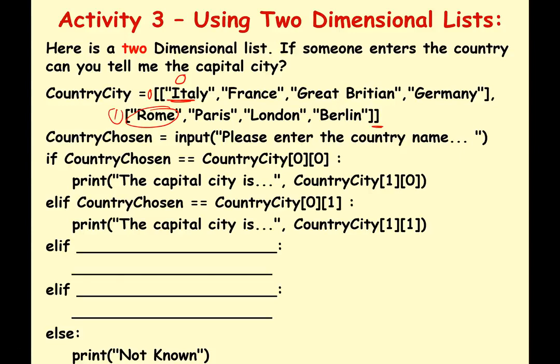So if they type in Italy, it'll print Rome. Then the next line, if they type in France, it'll print out Paris. If the country chosen is the same as country city 0 1. So again, that is row 0, column 1, France. If it is, print the capital city is country city 1 1. So we're going to go to row 1, column 1, which is Paris. And you need to work out how to get it to print out London or Berlin if somebody types in Great Britain or Germany. So hopefully you can see the pattern here by looking at the numbers. Have a go at that.